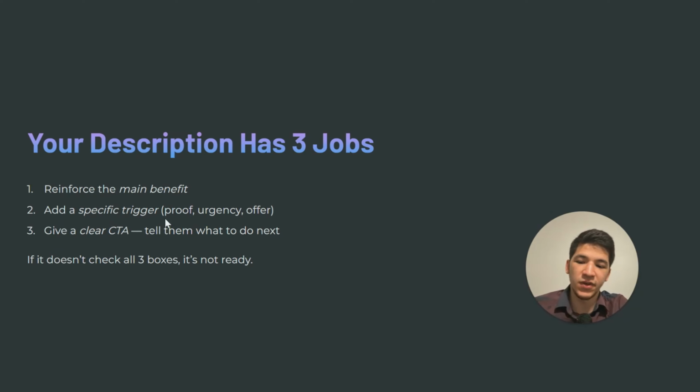And add a specific trigger. So proof is great for descriptions. Urgency is also great, and offer. And give a clear call to action. Tell them what to do next. If it doesn't check all 3 boxes, it is not ready.